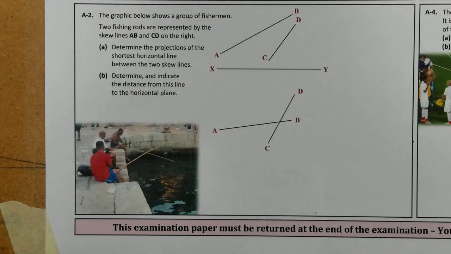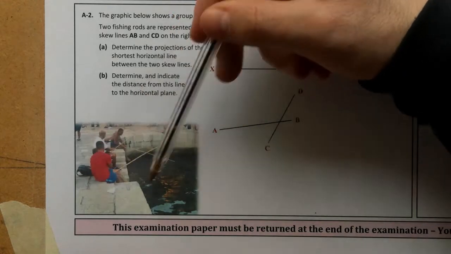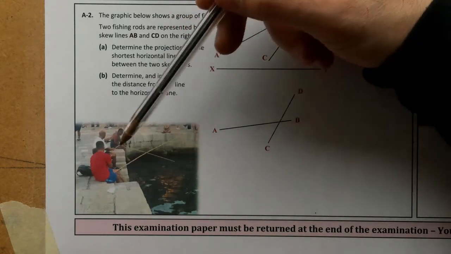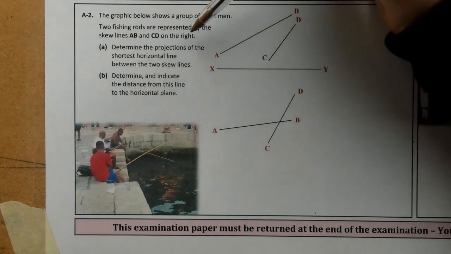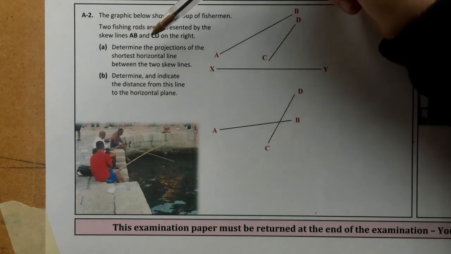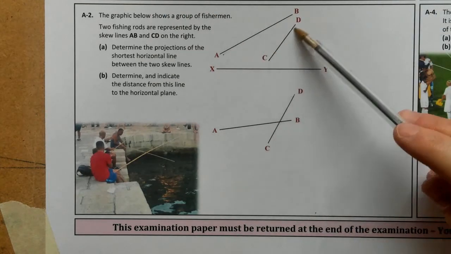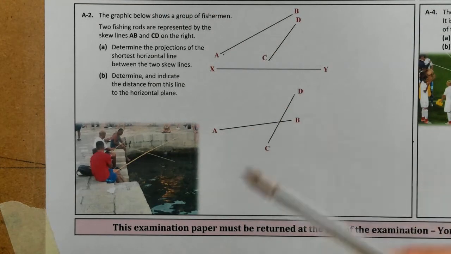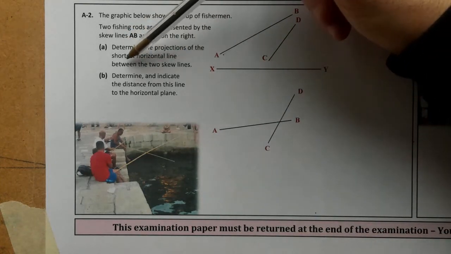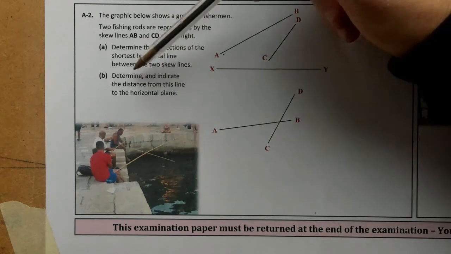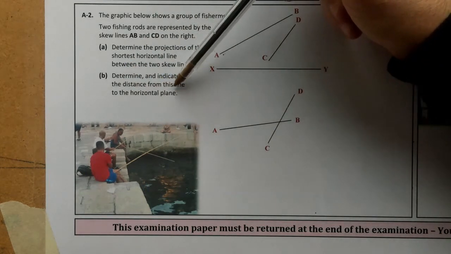So this question A2, guys, it says the graphic below shows a group of fishermen. So we can see in the little image here, fishermen obviously with their fishing rods, and it says the two fishing rods are represented by the skew lines AB and CD on the right. So we've got the elevation of AB and CD, and then the plan of AB and CD. It says determine the projections of the shortest horizontal line between the two skew lines, and then determine and indicate the distance from this line to the horizontal plane.